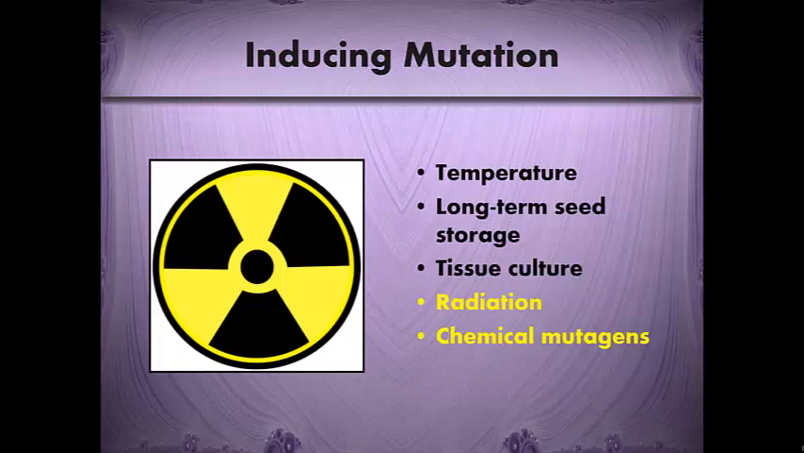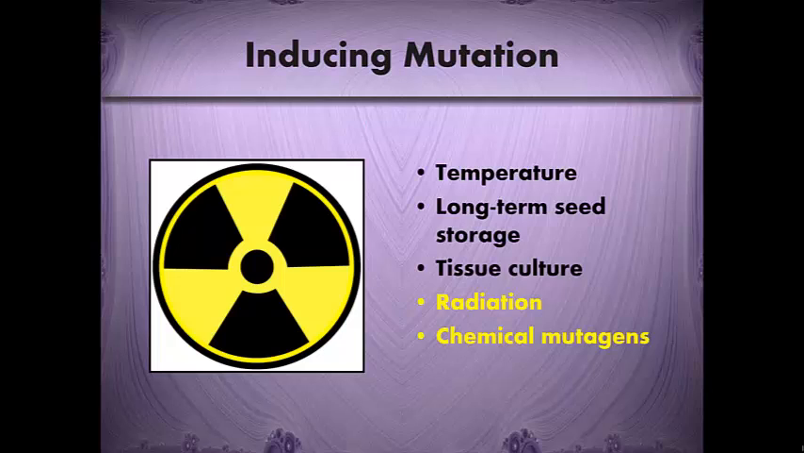Now you can see how these sorts of mutations can be beneficial for the horticulture industry, and so you can actually induce mutations in a plant on purpose. There's a couple of ways to do this. One is to expose the seeds of the plant to extreme temperatures or to store them for a really long time. And when I say a really long time, I mean like decades.